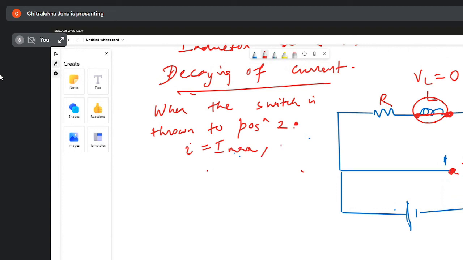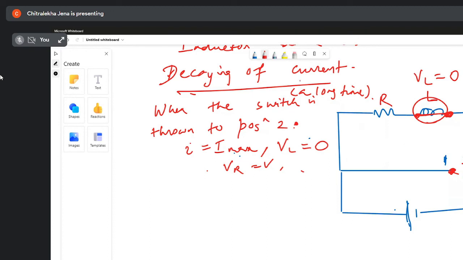Okay, just now I have discussed. Look at the condition of the circuit. The circuit is closed. Listen. A long time the switch has been closed to position number 2. Then what happens to my current? Current is equal to maximum. VL is equal to 0. And VR is equal to how much? V.